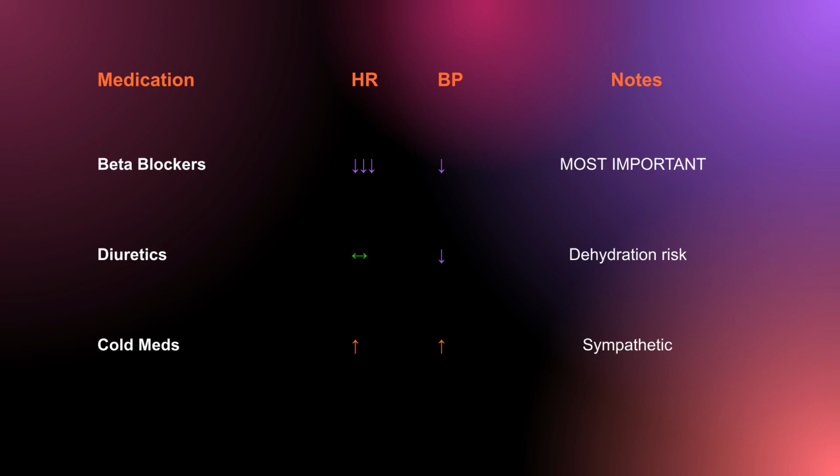Diuretics. These don't directly affect heart rate either, but they can cause dehydration, which is important. Bronchodilators, used for asthma, mostly affect breathing, with minimal impact on heart rate and blood pressure. And cold medications. These can actually increase both heart rate and blood pressure because they stimulate the sympathetic nervous system.